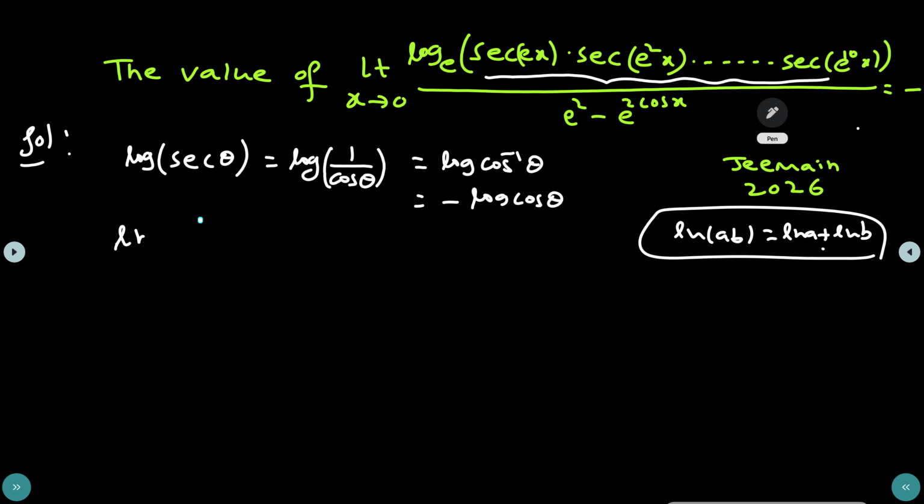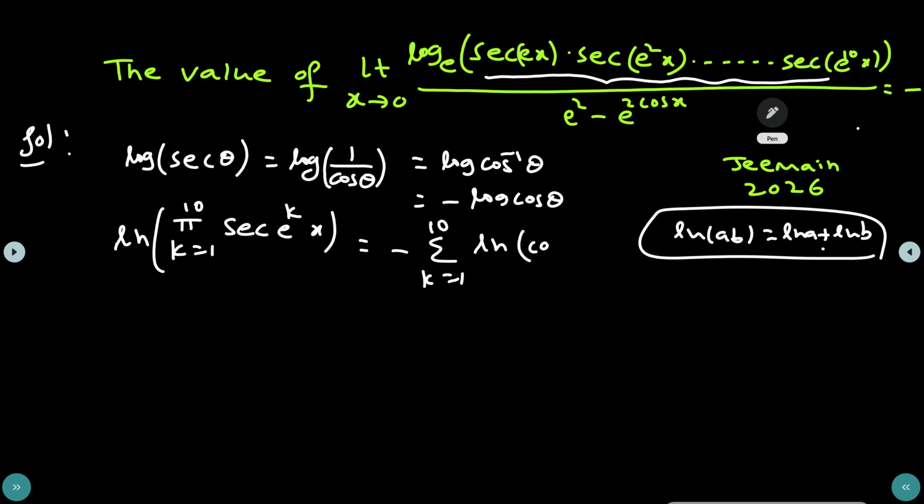Now I am writing this entire numerator as log of the product, k equal to 1 to 10, secant e power k. Now the log secant is nothing but minus log cos theta. That's why this entire thing has a minus. Because log of a product changes to a sum, it becomes minus sigma k equal to 1 to 10 log of cos e to the power k.